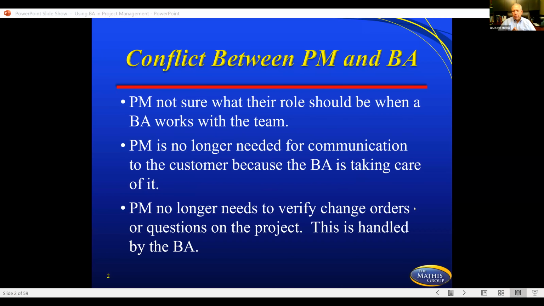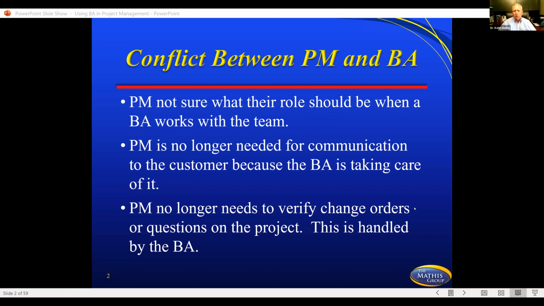So the big conflict that we have seen between the PM and the BA is that the PM might not be sure what their role should be when the BA works with the team. Understand the viewpoint of the two. The project manager's viewpoint is running the project, giving feedback to the team, and escalating things upward if needed on the project. The BA's role is really to the customer. If you're looking at a pure BA role, their emphasis is to connect with the customer, to be able to share information from the customer to the team and from the team back to the customer. The BA can be a wonderful person and tool to use in your projects.